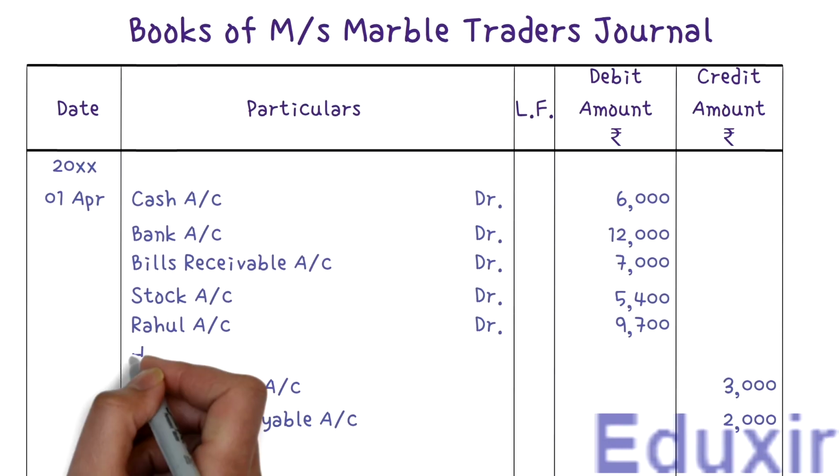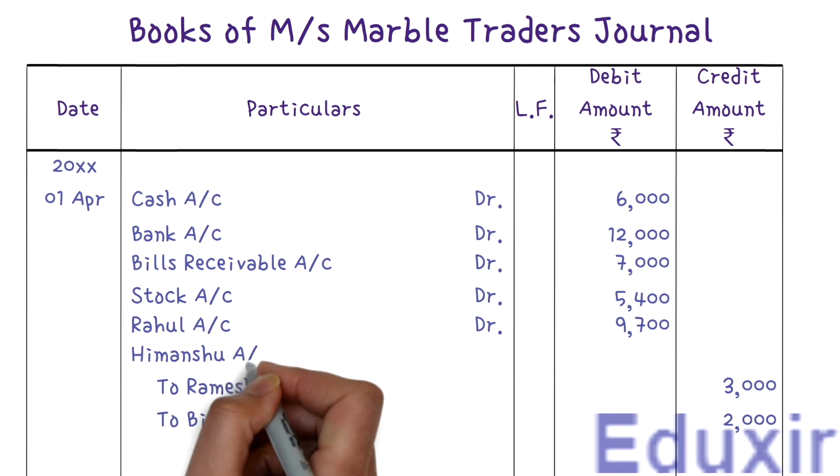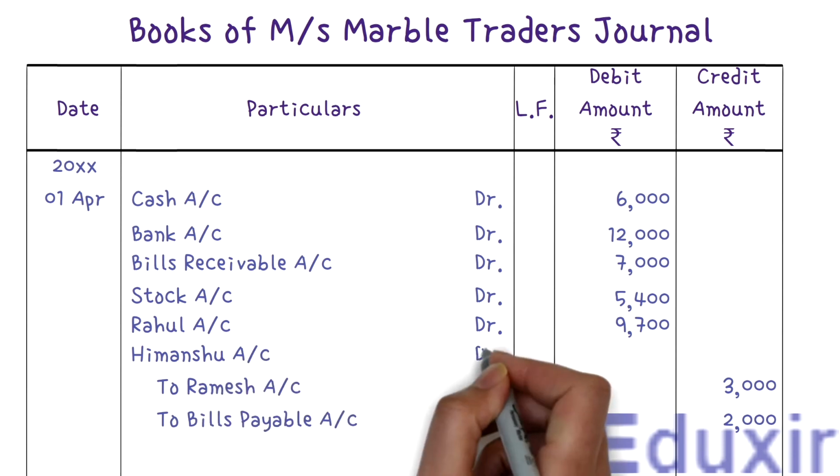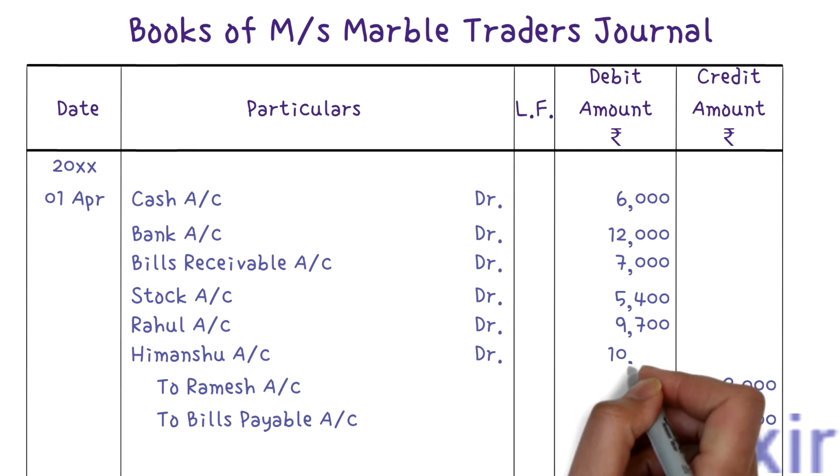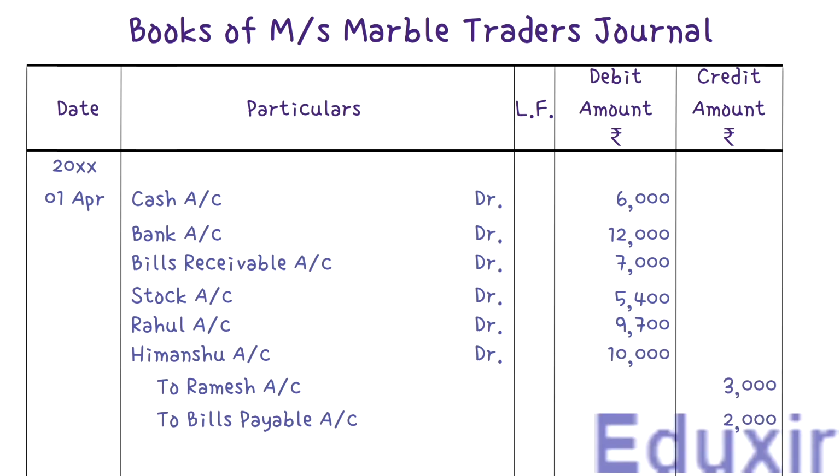Let us first record Himanshu account as the debit entry. Let us also write the text DR to indicate that this is a debit entry. Let us then record 10,000 rupees in the debit amount column. With that, we have completed the journalizing of Himanshu's balance brought down. So we have completed the journalizing of all the balances brought down.